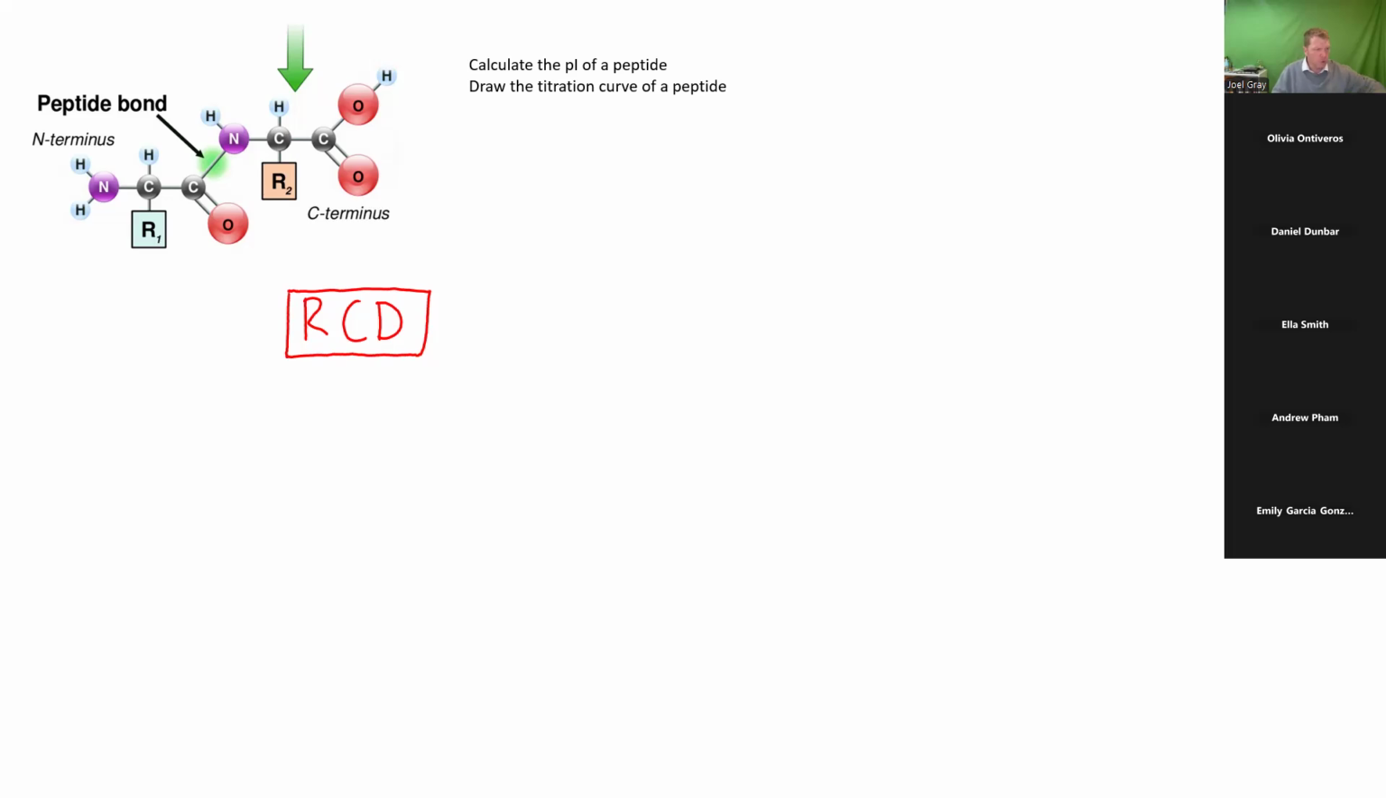Thank you guys for the questions. I'm a bit confused how you choose which numbers to use and which ones you don't use. Okay, we're going to go through this example so that you can dissect those and look at them again. Okay, so N termini, C termini, and R group. N corresponds to the N termini of my amino acid, C to the C termini of my amino acid, and R to my R group of an amino acid.